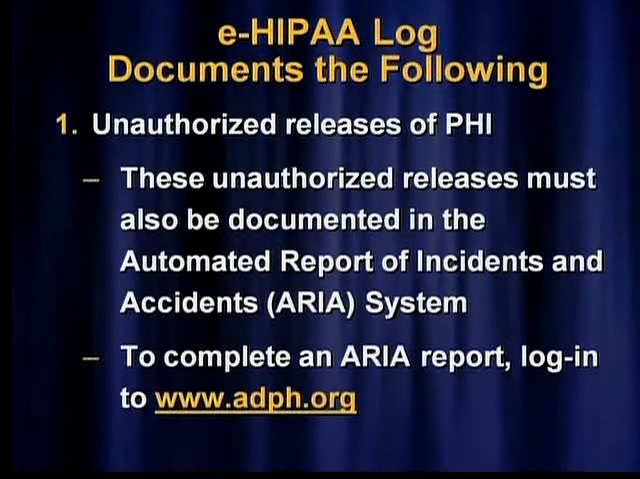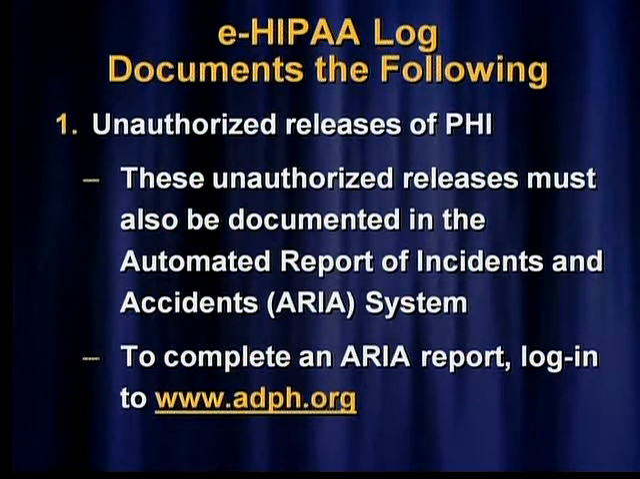A first example of a non-routine disclosure is going to be an unauthorized release of PHI, or protected health information. This is going to be what's commonly referred to as a breach. And there's a reminder here on the slide that whenever there is a breach, you need to make sure that you're reporting that in the ARIA system, the Automated Report of Incidents and Accidents.